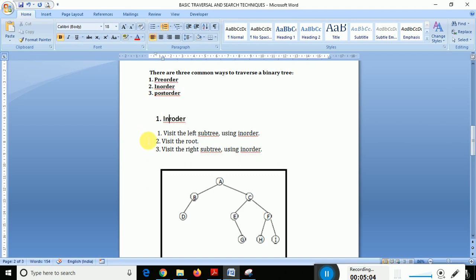We have to remember those rules, and based on that, we have to solve this graph. They will give the graph, and we have to solve it. They will ask you to find the in-order of the given graph. So the three rules are there.